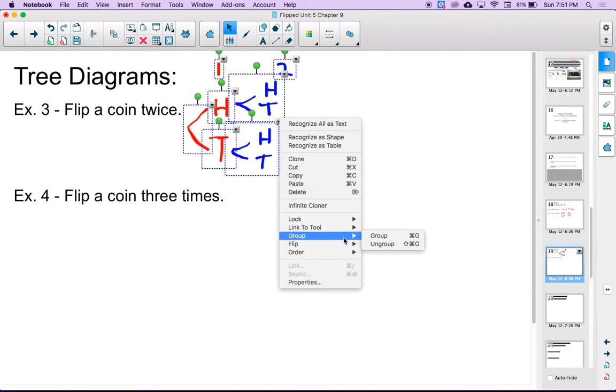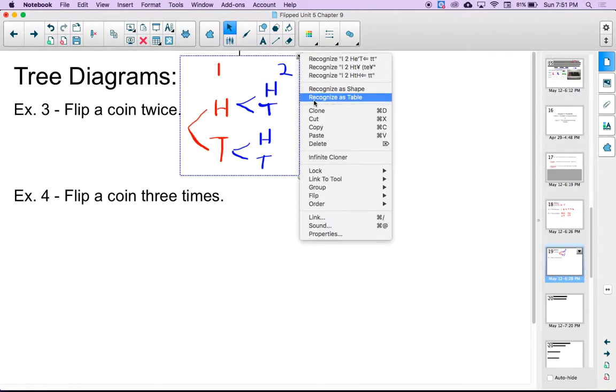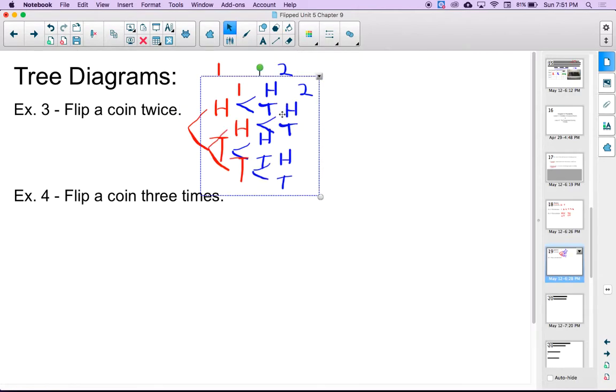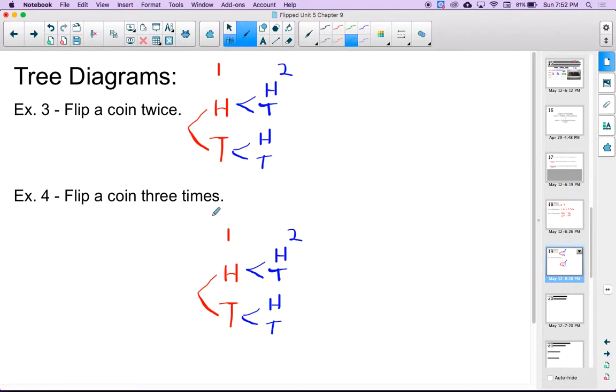So I'm going to do something here. I want to clone this. All right. Now we want to see what it looks like if we flip a coin 3 times. So the first 2 flips, I'm just copying down below, heads or tails. Then I can get heads or tails off each one of those flips. Now I'm going to focus on my third flip.